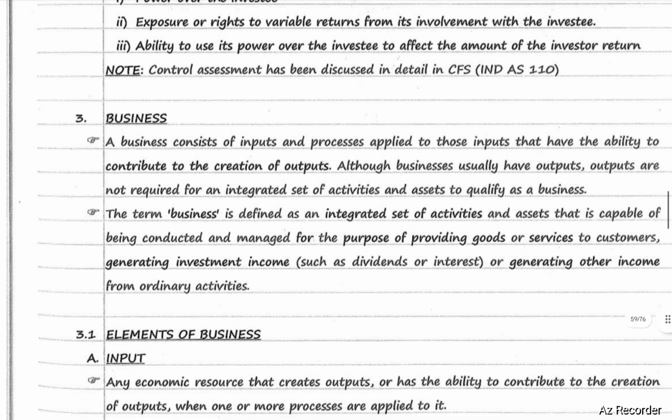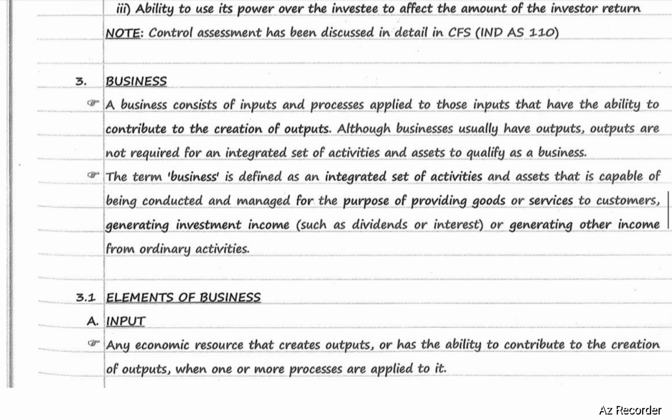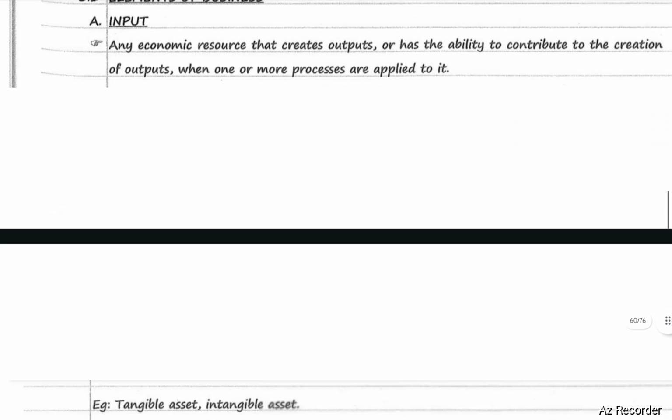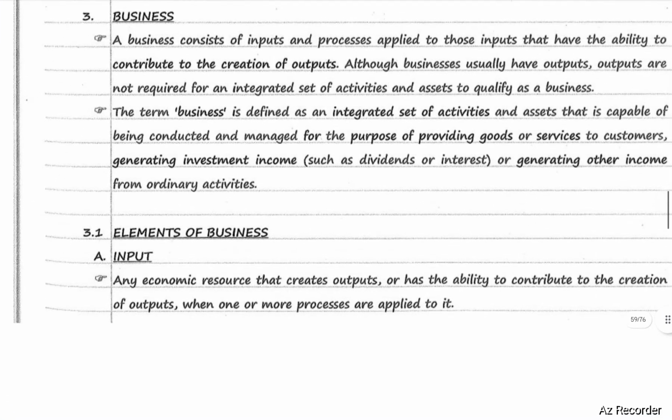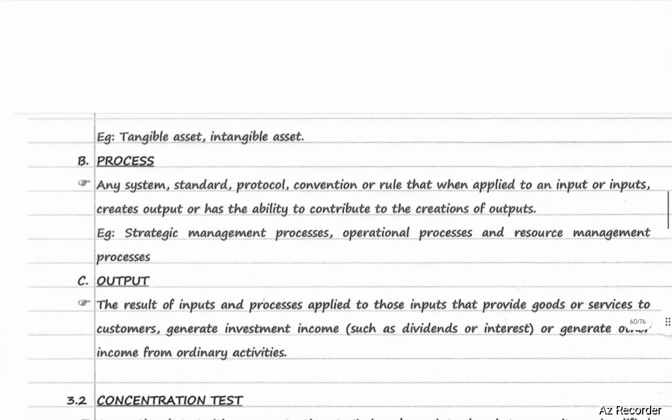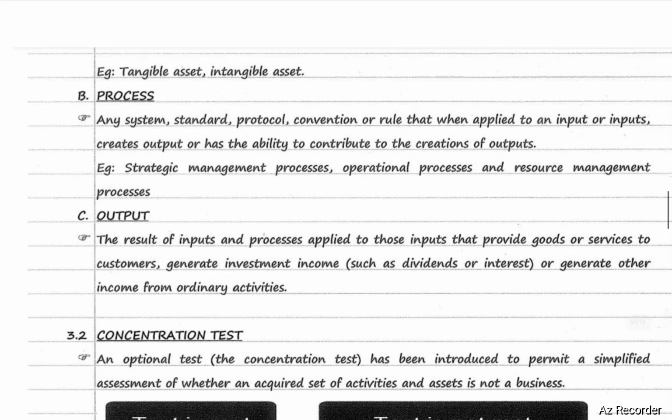What are the elements of business? Under the first element, input. Any economic resource that creates outputs or has the ability to contribute to the creation of outputs when one or more processes are applied to. Example, tangible assets, intangible assets is called as input. Second element of a business is process. Any system, standard, protocol, convention or rule that when applied to an input or inputs creates output or has the ability to contribute to the creation of outputs is a process. Example, strategic management process, operational process and resource management process.